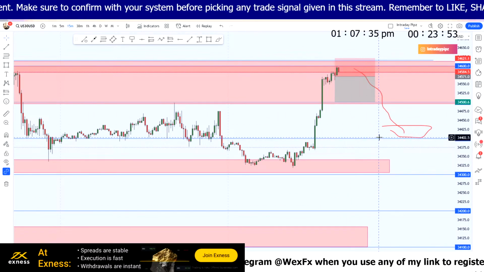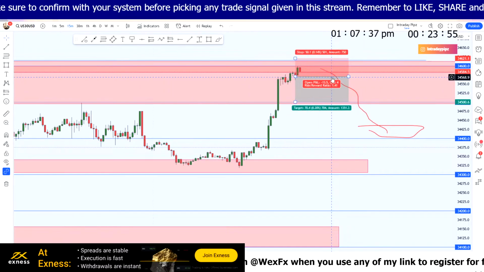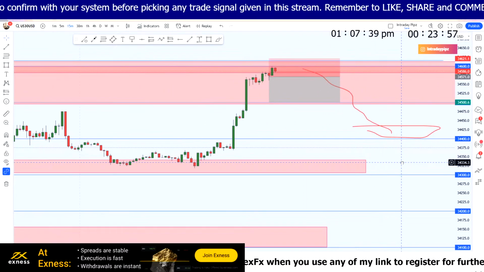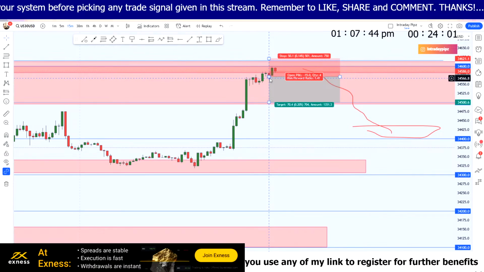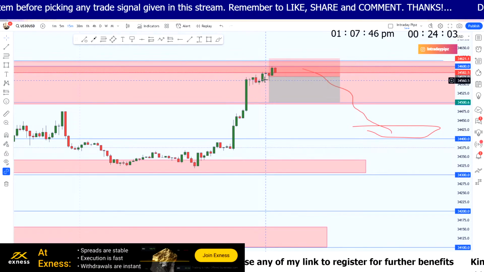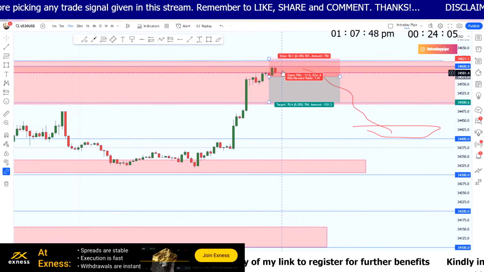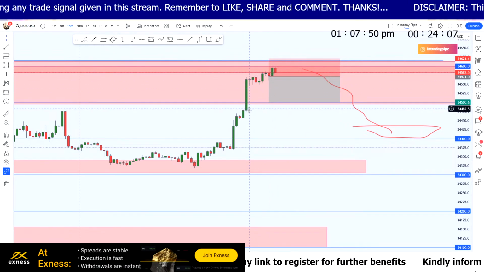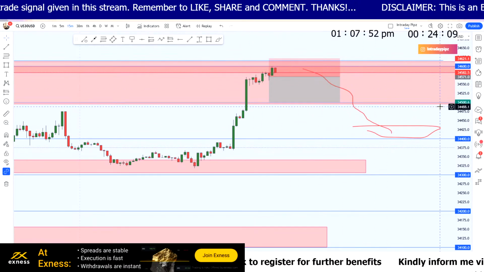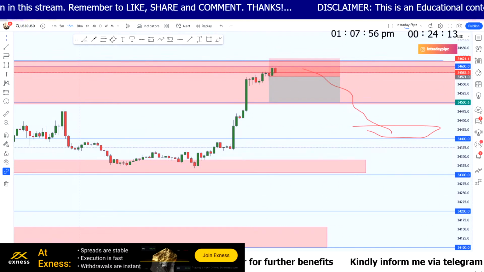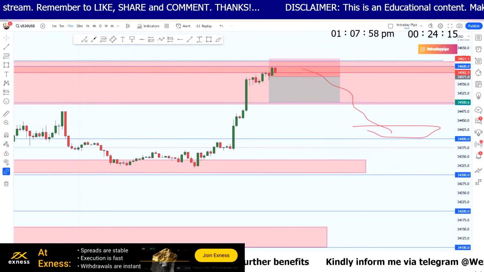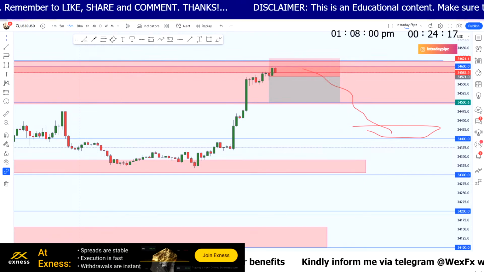So let's say if price could break the doji, we're using the doji candle as the reference. If price breaks this doji candle's low, then we should expect more drop, at least to this next psychological level, which is 34,500, and from there we could look out for more drops.